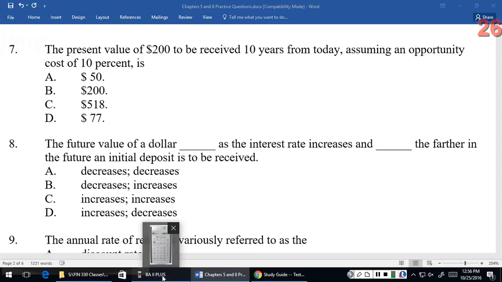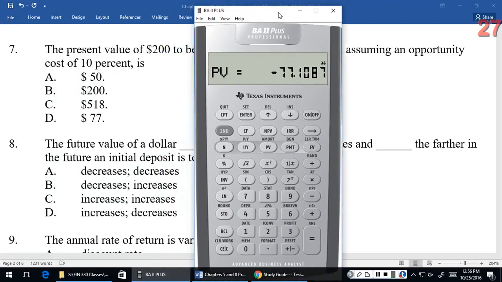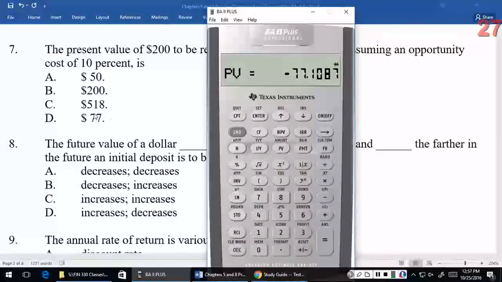So in this case, our inputs, now again, I'm going to go back to clear. I'm going to press my second clear time value of money and second clear work after every single problem. And then my inputs are going to be 200 is my future value. 10 is N, and 10% is the I/Y, and I want to compute, in this case, the present value, which is $77.11. They rounded to $77 as the answer, which is there. So the answer would be D.